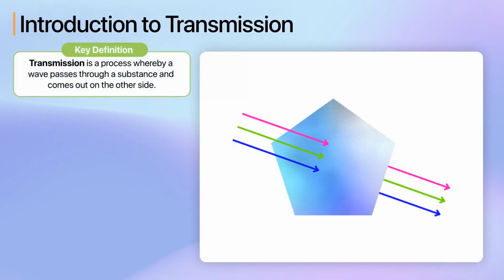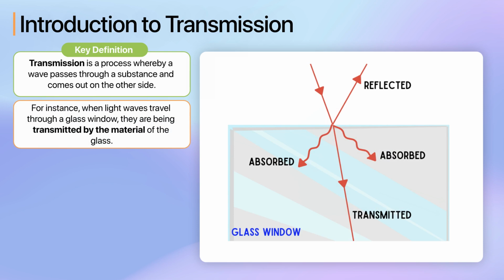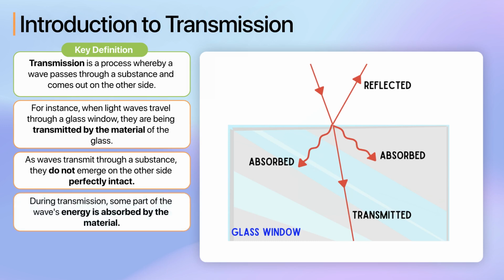Transmission is a process whereby a wave passes through a substance and comes out on the other side. For instance, when light waves travel through a glass window, they are being transmitted by the material of the glass. It is essential to note that as waves transmit through a substance, they do not emerge on the other side perfectly intact. During transmission, some part of the wave's energy is absorbed by the material.